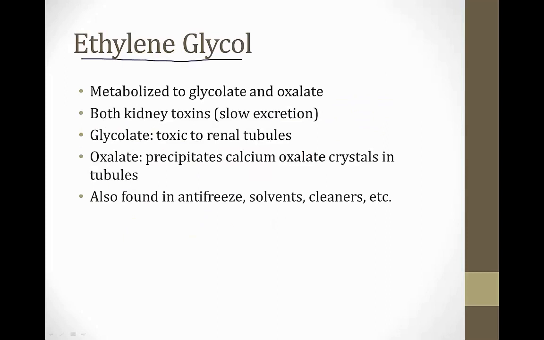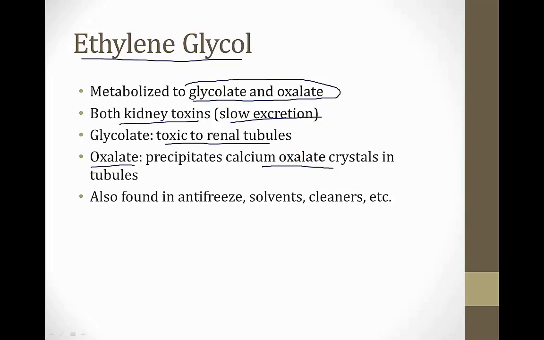Next, we'll talk about ethylene glycol. So this gets metabolized to unmeasured anions glycolate and oxalate. And both of these are kidney toxins. They have very slow excretion. And just remember that ethylene glycol destroys the kidneys. Glycolate in particular is toxic to the renal tubules. And oxalate, you may know, can cause calcium oxalate crystals. That's what forms certain kinds of kidney stones.